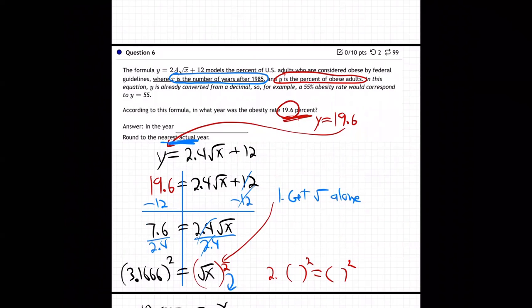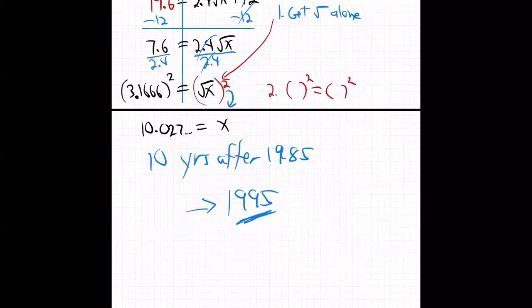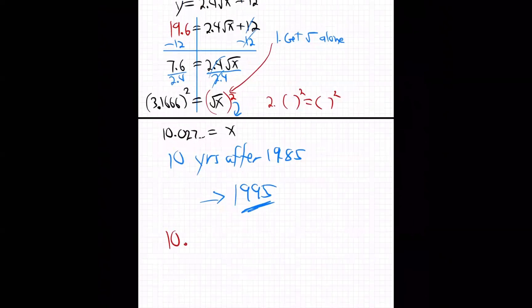Let me check. What if you get a higher number? Let me double check. Make sure we've got this right. What if I had gotten an answer like 10.92? Watch out. This will trick you guys and gals. Watch this. What if I got an answer like 10.92?